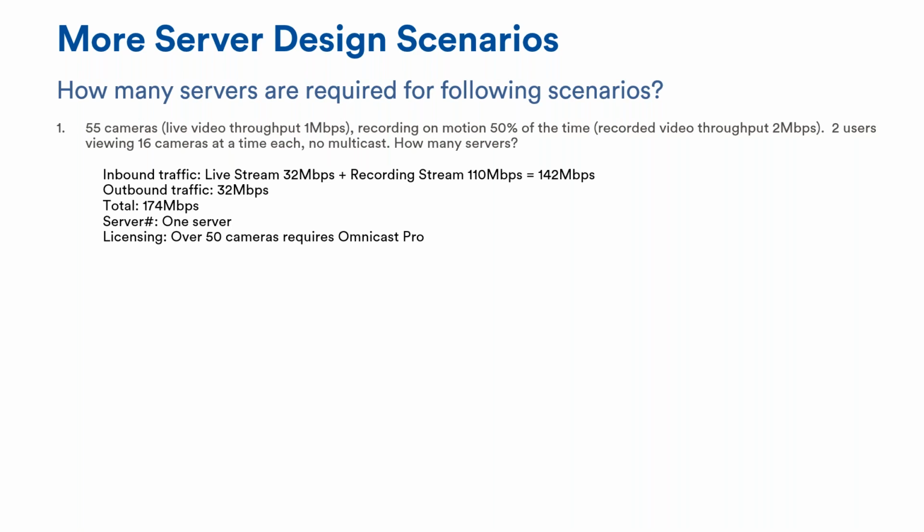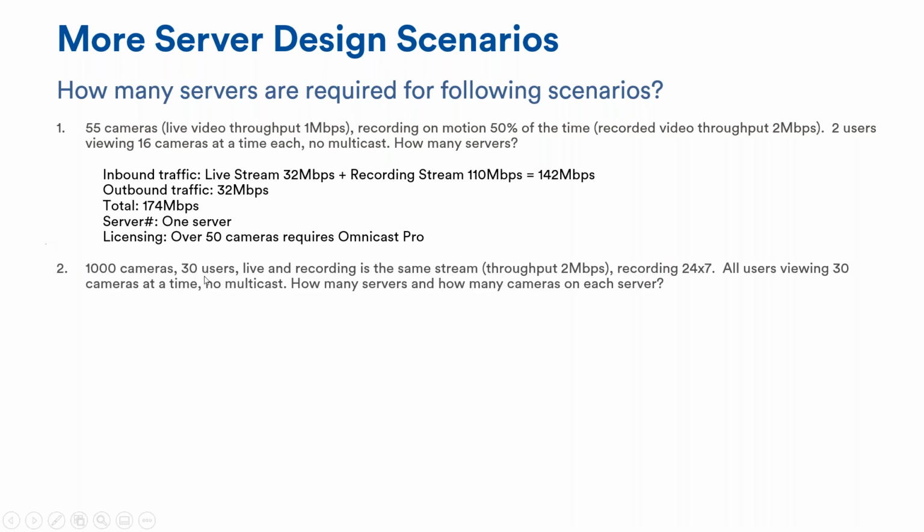And then those 32 megabits per second for the request from the 2 users for live video streams goes back out. So that's 32 megabits per second. There's a total of 174 megabits per second throughput on a server, so we can have 1 server. And licensing for this would be an Omnicast professional package plus the camera connection licenses, because we're professional, because we're over the 50 camera count.